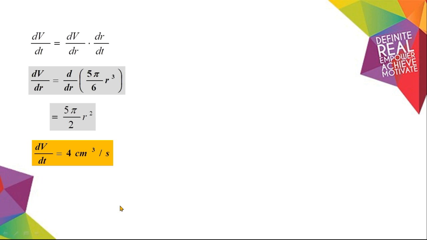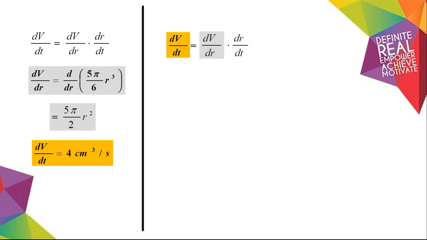So, rewriting the relationship, dV/dt equals dV/dr times dr/dt, and substituting the values of dV/dt and dV/dr, we obtain 4, which is dV/dt, equals 5 pi over 2 r squared, which is dV/dr, times dr/dt. From here, dr/dt equals 8 over 5 pi r squared.